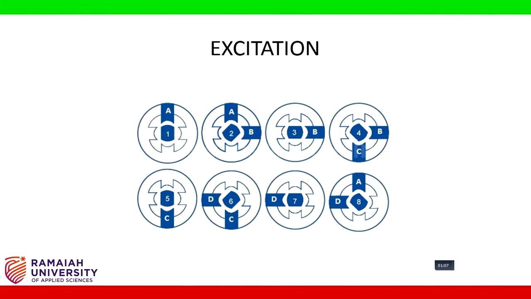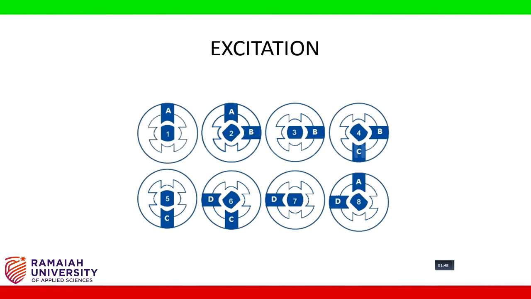Now let us see how the rotor aligns itself when different coils are excited. When coil A is excited, the rotor is in position 1 or in 0 degree. When both coil A and B are excited, the rotor is in position 2 and aligns at 45 degree. When coil B alone is excited, the rotor aligns at 90 degree. When both coils B and C are excited, the rotor rotates and aligns to 135 degree.